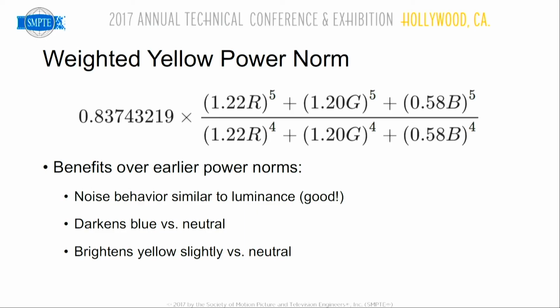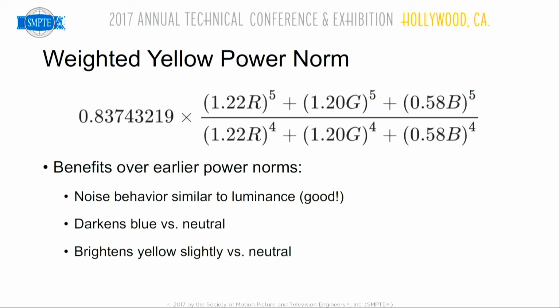So what we're proposing is what we're calling the weighted yellow power norm. And in this case, we've weighted the channels. These coefficients were determined in AP0 space. And they essentially give the noise behavior of a luminance norm, which is good, with the nice properties of preserving color ratios relative to neutral. And also, in this case, we're brightening yellow and darkening blue somewhat, which we feel gives a nice effect. And it's something that was also done in the early ACES systems, going back to the work of Mitsuhiro Uchida and his colleagues.